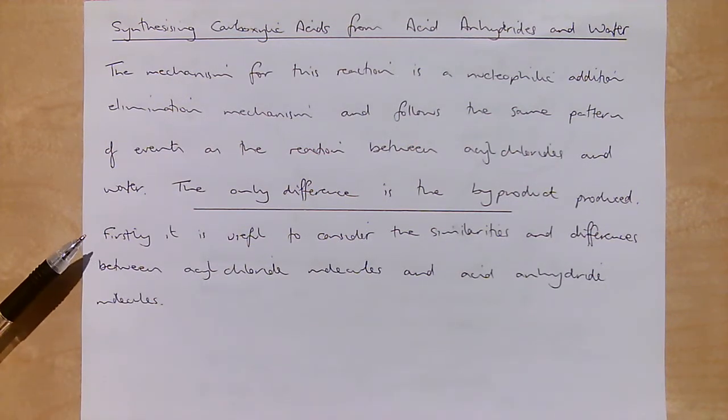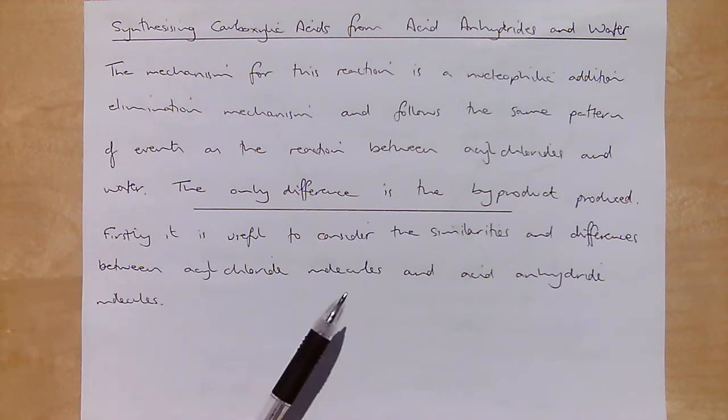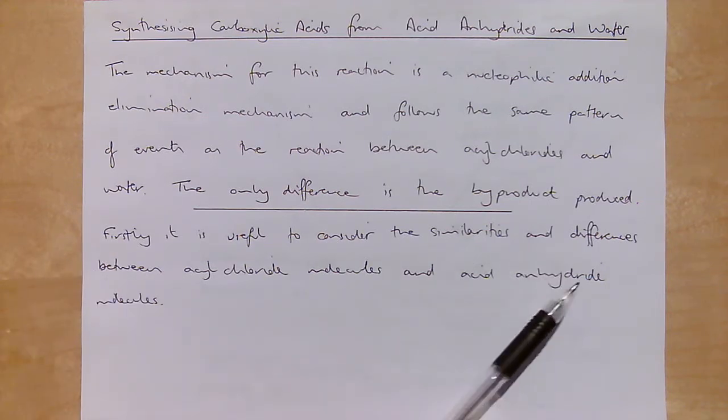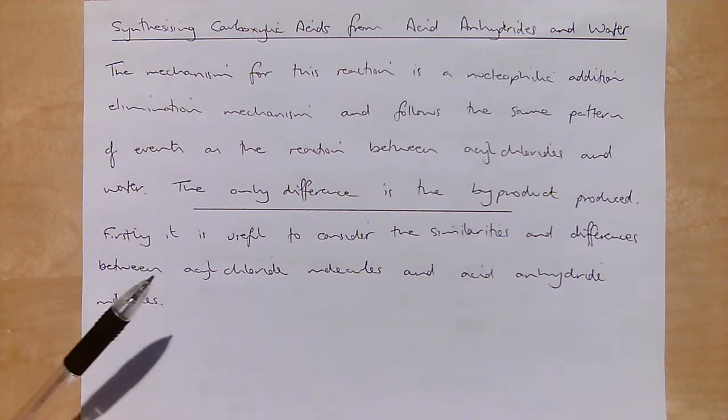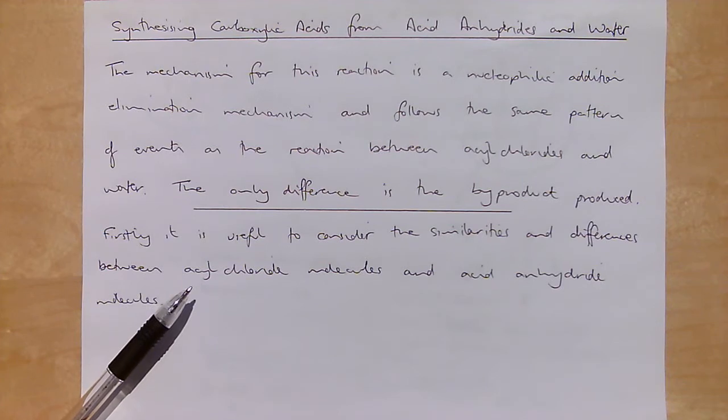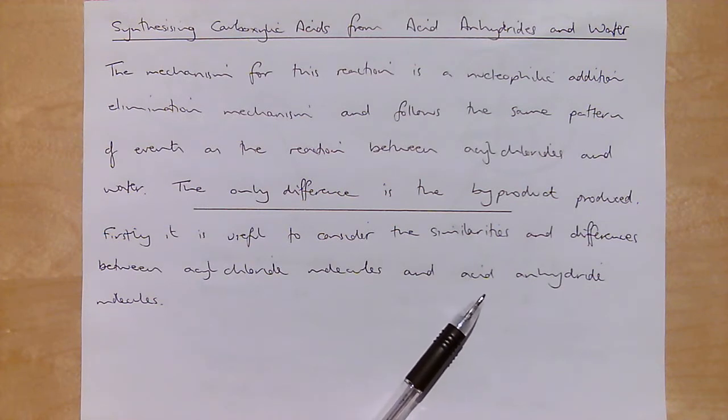Firstly, it's useful to consider the similarities and differences between acyl chloride molecules and acid anhydride molecules, because if we understand the reactions of acyl chlorides with water, then we're going to be able to understand the reaction of the acid anhydride with the water. The mechanism is just the same, it's just that we get this different byproduct.